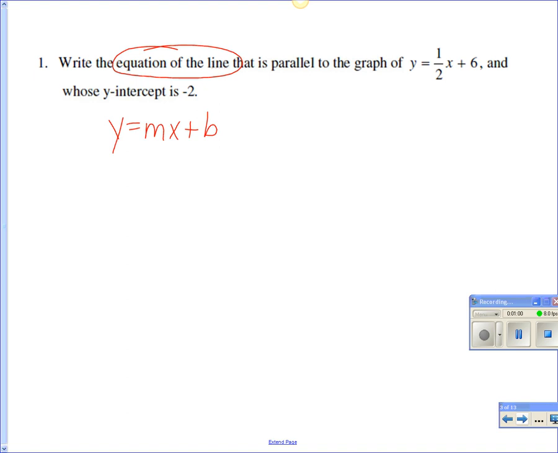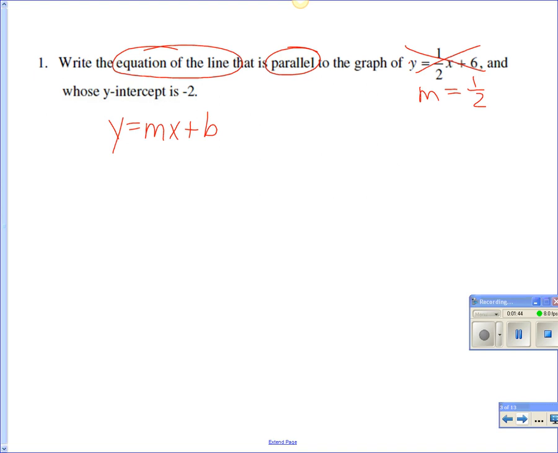What other word is important? Parallel. We learned yesterday what that meant. What does parallel mean? Same slope. Okay, so look at this: y equals 1/2 x plus 6. Which one of those is the m, the 1/2 or the 6? The 1/2. M is always with the x. Write down m equals 1/2, and cross out the rest of that so it doesn't confuse you. We're done with it.